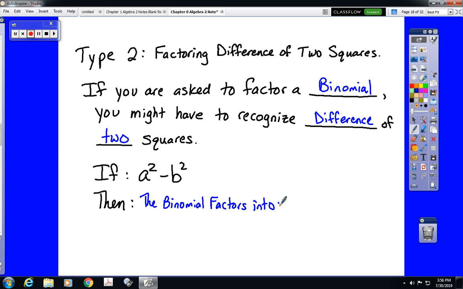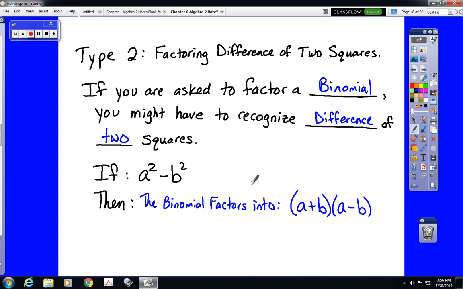the binomial will factor into the square root of the first term plus the square root of the second term, times the square root of the first term minus the square root of the second term. So a plus b, a minus b.